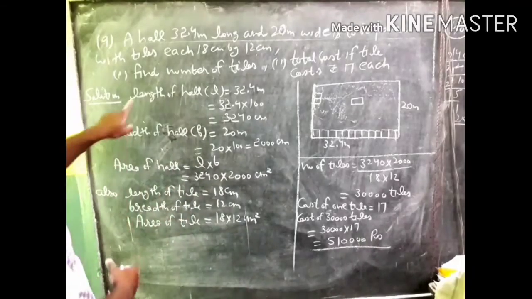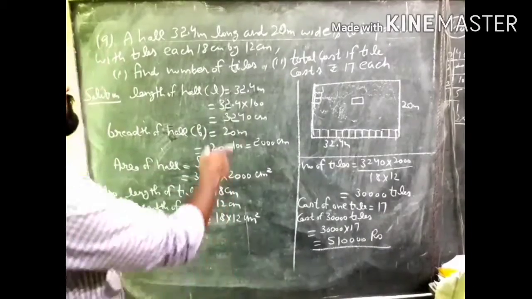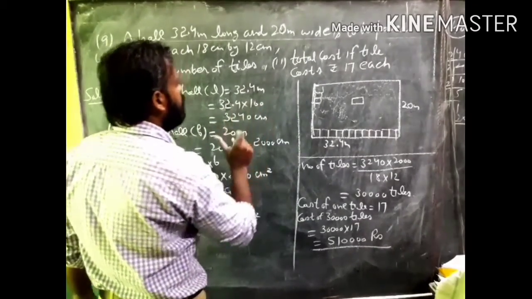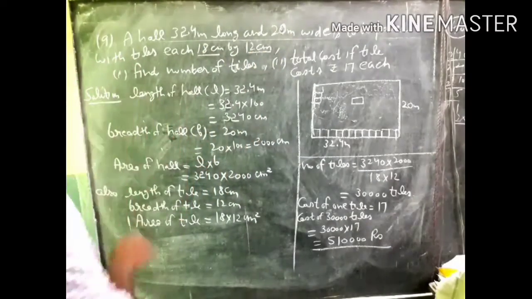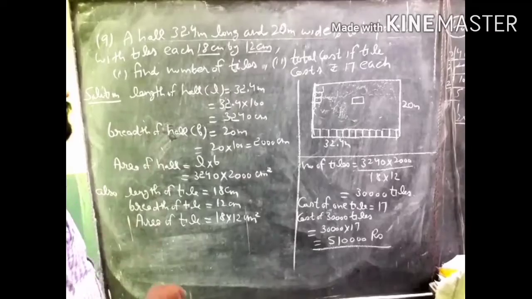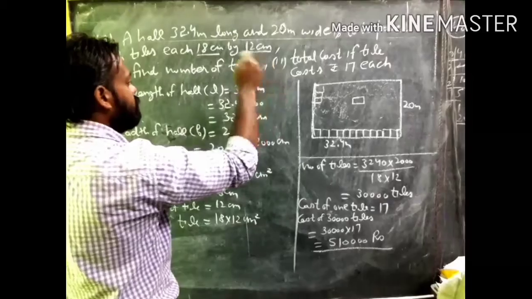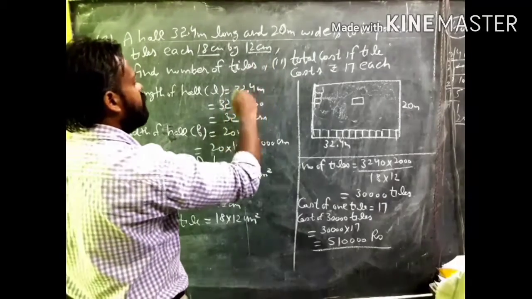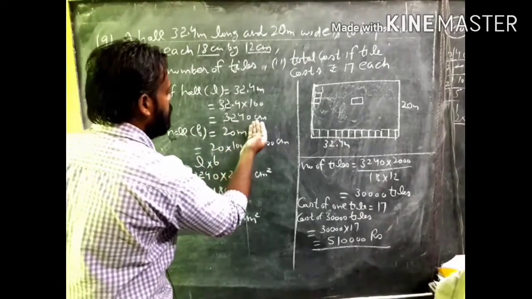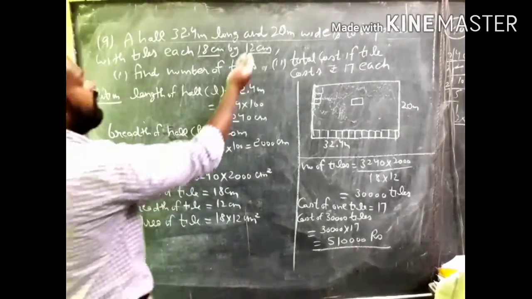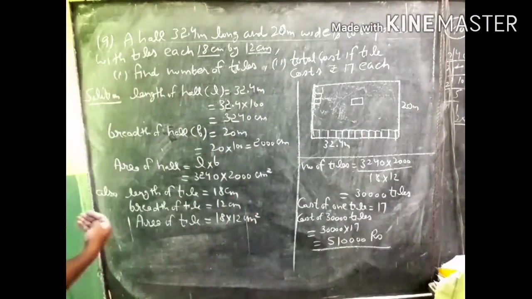So now you can see the length of the hall is 32.4 meter. Okay, now see, I had multiplied here with 100. Why? Because the length and the breadth of the tiles are given in centimeter, so we have to convert the whole sum into centimeter. So the length of this room is 32.4 meter. We have to convert this also into centimeter. How can we convert? By multiplying it with 100. So it will become 3240 centimeter. And the breadth of the hall is 20 meter. Of course we multiply it with 100, and it will become 2000 centimeter.